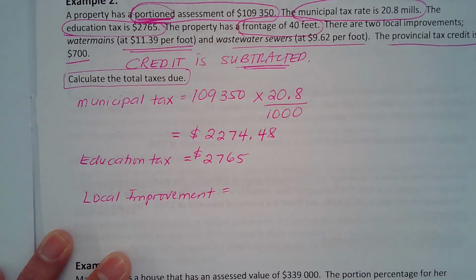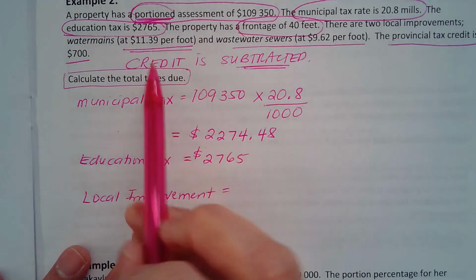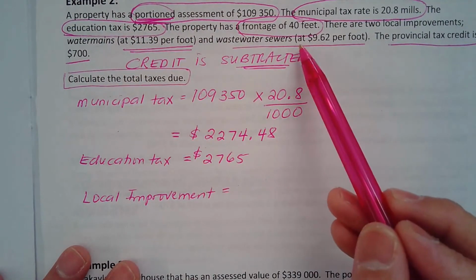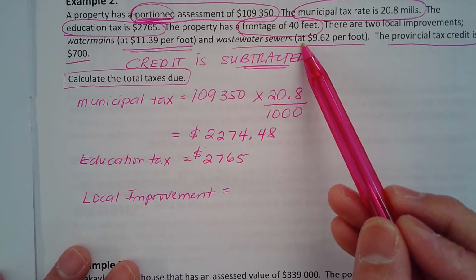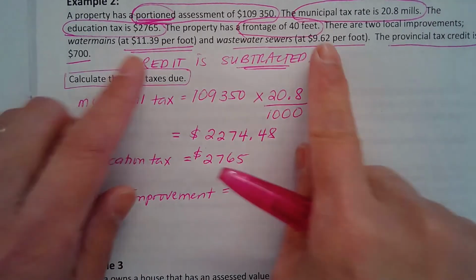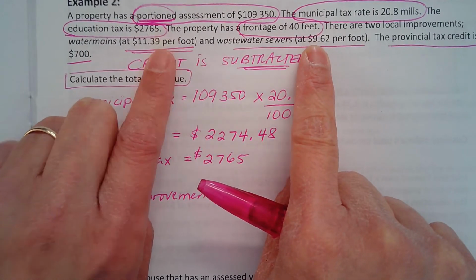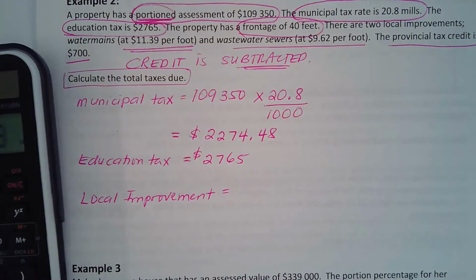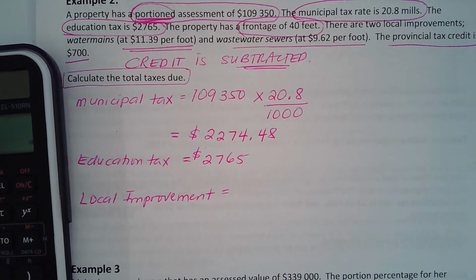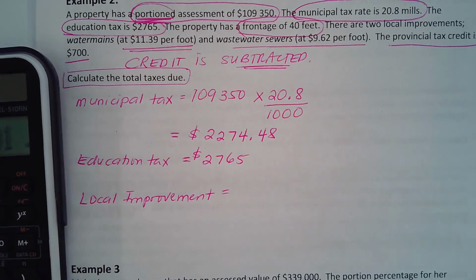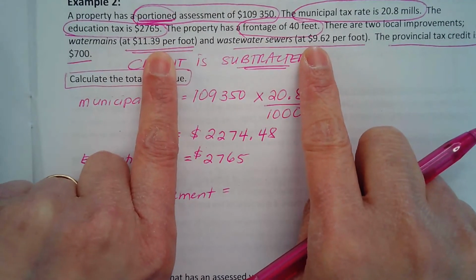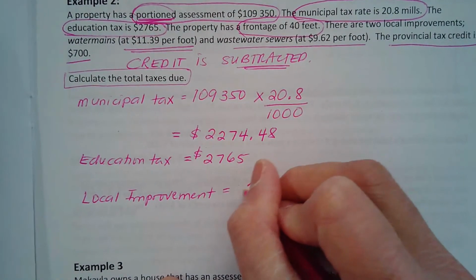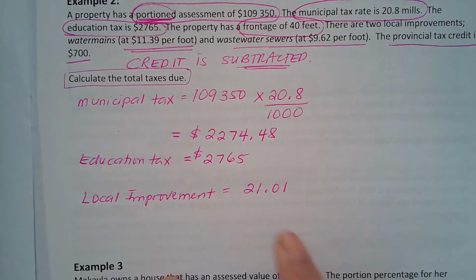Okay, so what's a local improvement? Well, we have to fix the water main, and we also have to fix the water sewer. So these two, we're going to add them together first, right? Add them together. So 11.39 plus 9.62. Together, the local improvement per foot is $21.01. Okay, $21.01 per foot.